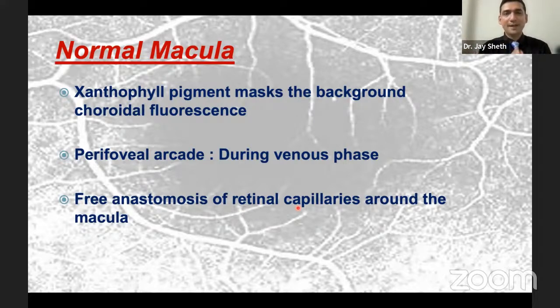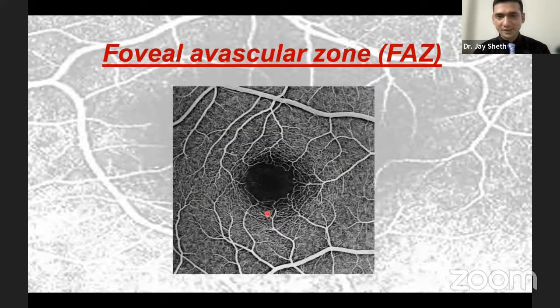So this causes masking of the background choroidal fluorescence. That is why the macula appears dark. The perifoveal arcade, that is the foveal avascular zone, is best seen during the arteriovenous and the venous phase, and free anastomosis of these capillaries can be seen around the macula. So this is just one fluorescein angiography that is depicting the normal foveal avascular zone.